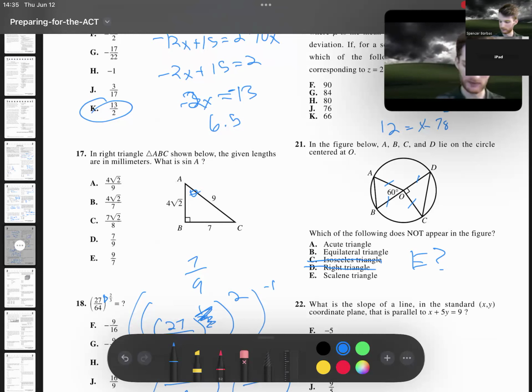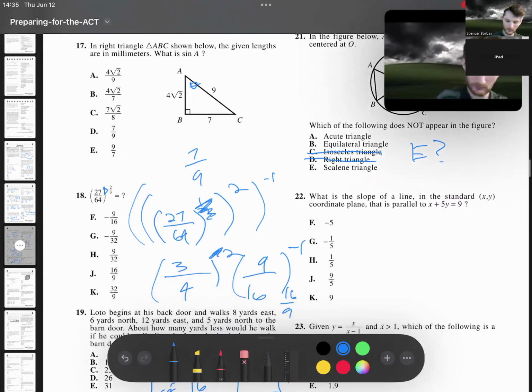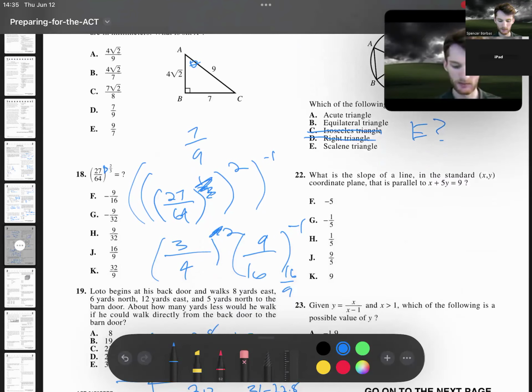All right, 22. What is the slope of a line in standard form that's parallel to, okay, I just need to get to y equals mx plus b form. Okay, if I move that there, it's negative x plus 9, divide everything by 5. So negative 1/5. G.